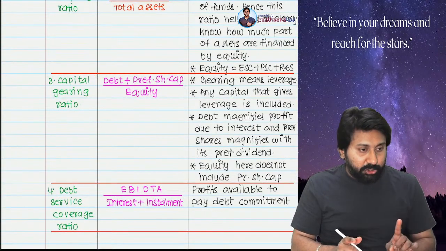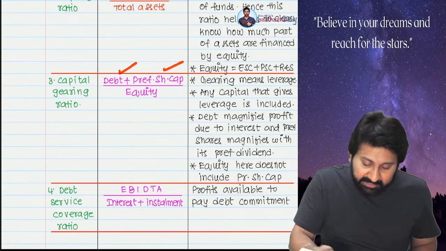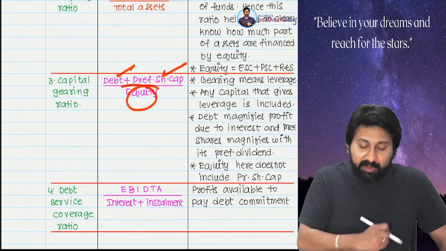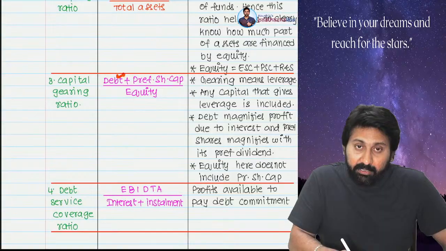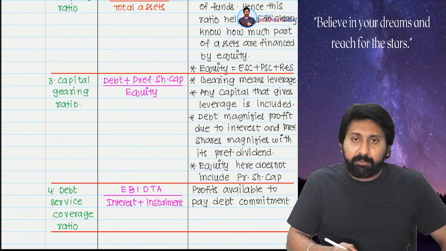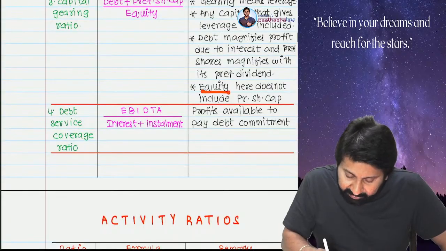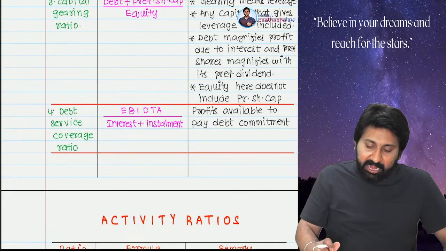Capital gearing ratio. What is the formula? Debt plus preference share capital by equity. Debt, fixed commitment. Preference, fixed commitment. Equity, non-fixed commitment. So equity here does not include preference share capital.